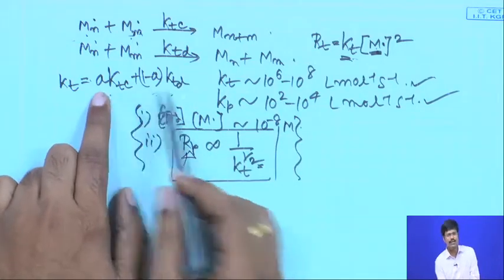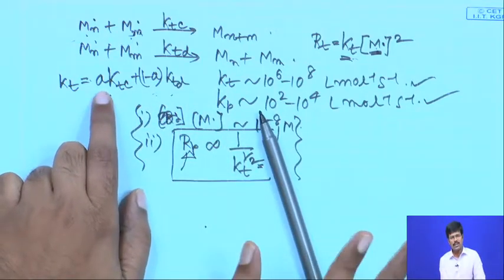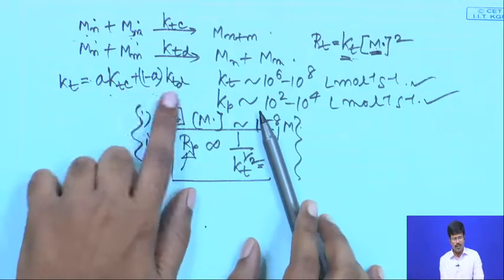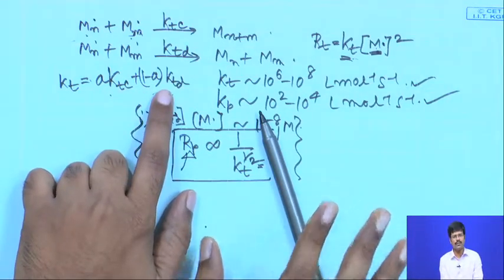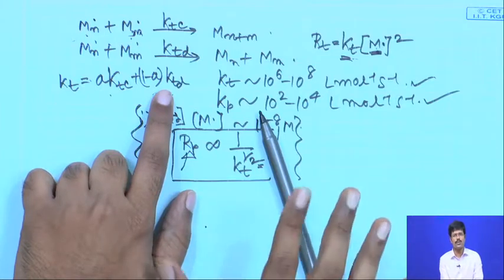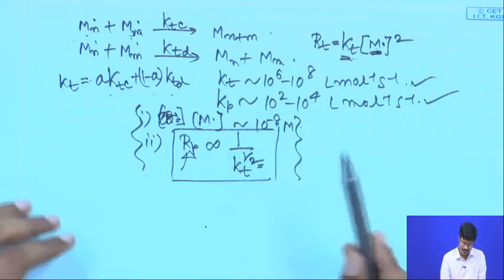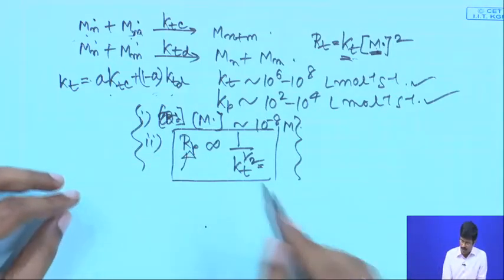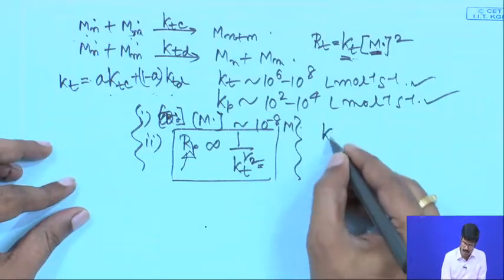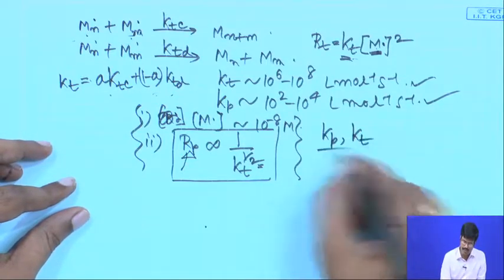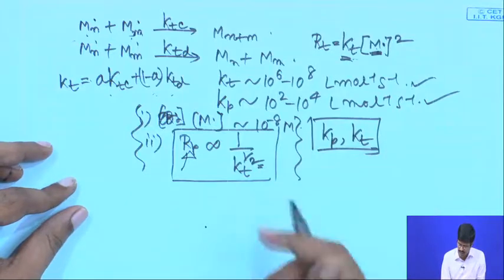So, A is the fraction of termination through coupling and 1 minus A is the fraction of termination through disproportionation, and we are assuming 100% of termination is either through coupling or disproportionation together. There is no other process in which the termination will occur. Okay. Now, of course, the assumption here is also that your Kp and Kt are independent of the radical size.